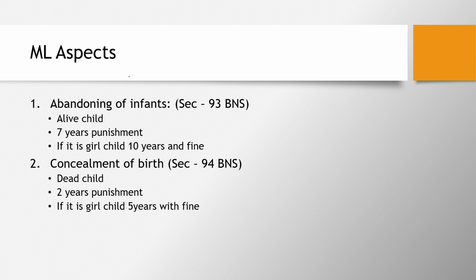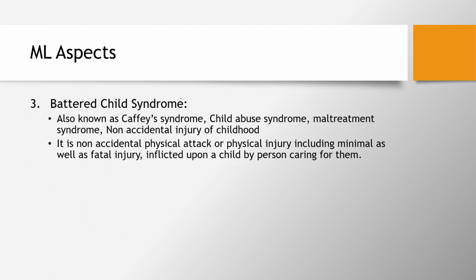Coming to medico-legal aspects of live birth, abandoning of an infant, that is, if the infant is abandoned in any remote area, comes under Section 93 of the Bharatiya Nyaya Samhita. If the child is found alive, there is 7 years of imprisonment. If the child is a girl child, the punishment is up to 10 years and fine. Then concealment of birth by any means, where the woman may conceal her delivery by delivering in some place and concealing the child, comes under Section 94 of the Bharatiya Nyaya Samhita. If the child is dead, it becomes 2 years of punishment. With a girl child, it is 5 years of punishment and fine.